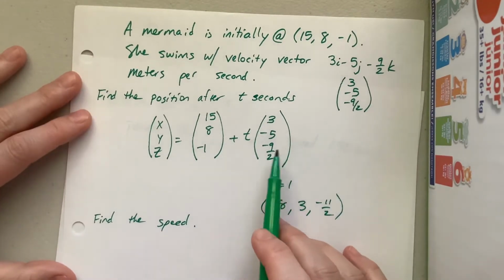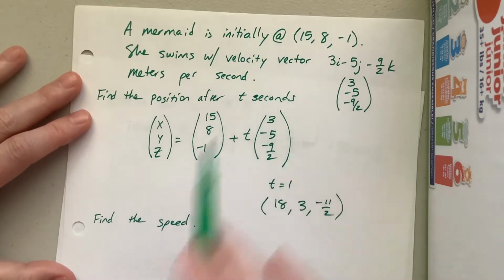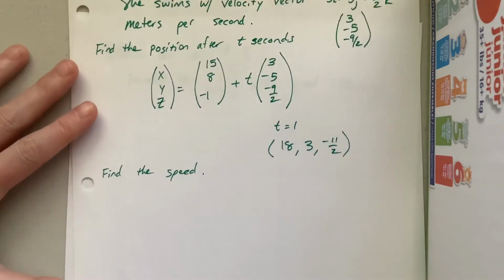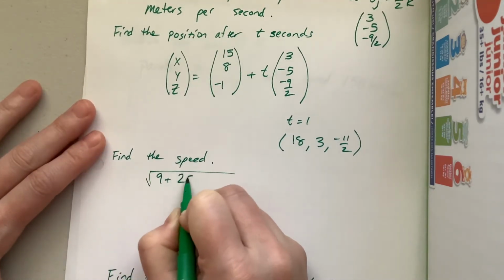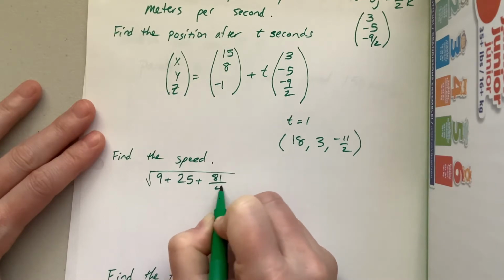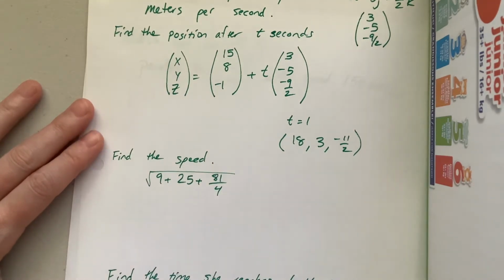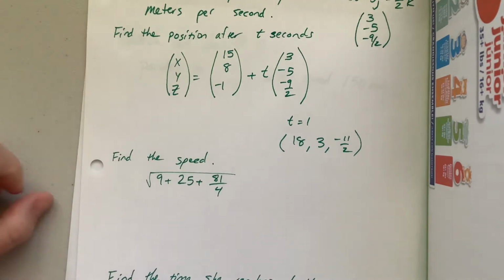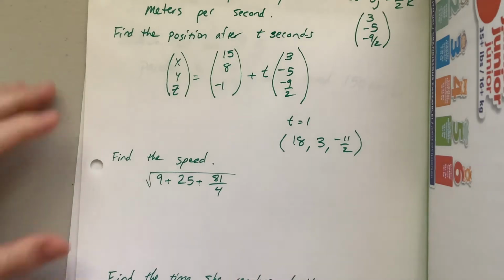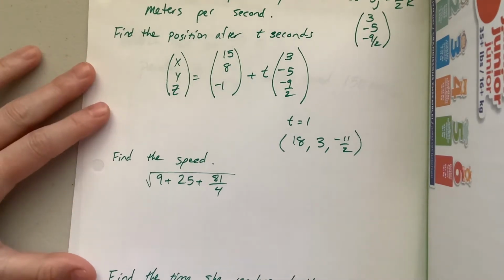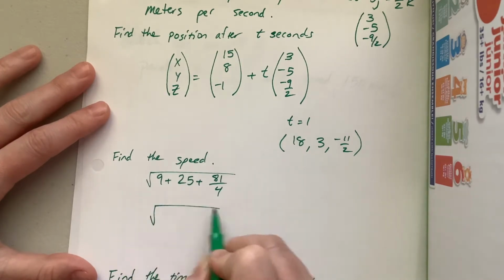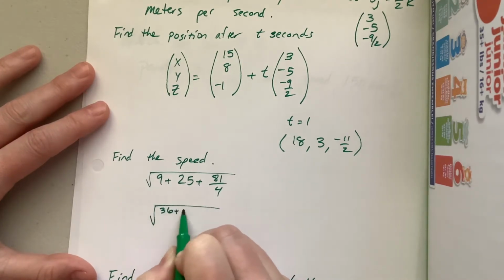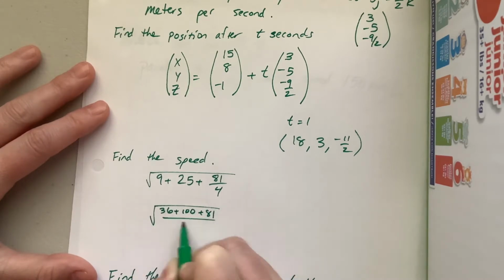Okay, so finding the speed, that's going to be the magnitude of this velocity vector. So we need to figure out, it's the square root of 9 plus 25 plus 81 over 4. Oh, goodness. I don't have a decent calculator at home. That's the challenge for me this coronavirus time. This is 100 over 4, that's 36 over 4. Let's see if this works out nicely. 36 plus 100 plus 81 over 4.